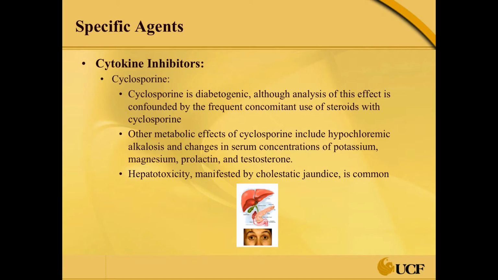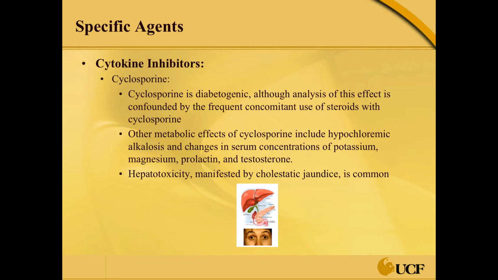Cyclosporine is diabetogenic, although analysis of this effect is confounded because obviously these patients are often on steroids as well, so we're not sure if the overall diabetes that they develop is from the actual cyclosporine or is coming from the steroid therapy, because they're usually on both. Other metabolic effects of cyclosporine include hypochloremic alkalosis and changes in serum concentrations of potassium, magnesium, prolactin, and testosterone.